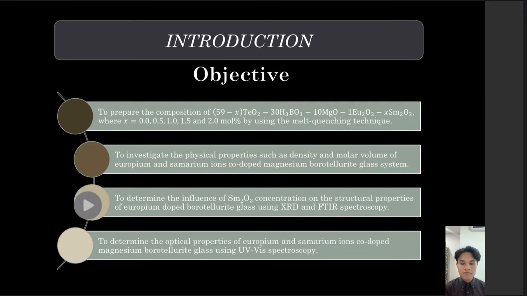The third one is to determine the influence of samarium oxide concentration on the structural properties of europium doped borotellurite glass using XRD and FTIR spectroscopy. And lastly, to determine the optical properties of europium and samarium ions co-doped magnesium borotellurite glass using UV spectroscopy.